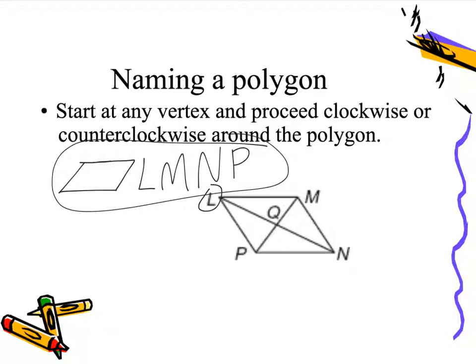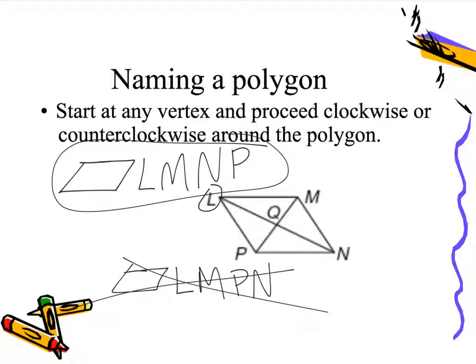The no-no would be something like parallelogram L, M, P, N. That would be a no-no. I can't go across like that. It's going around clockwise or counterclockwise.